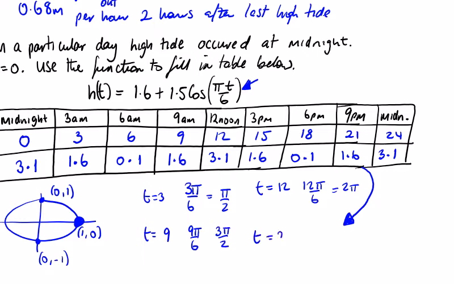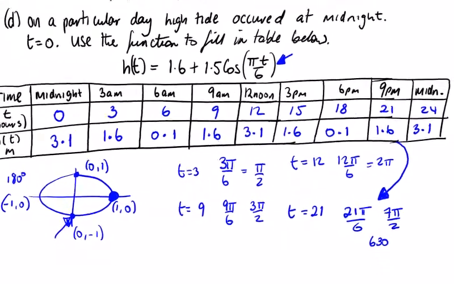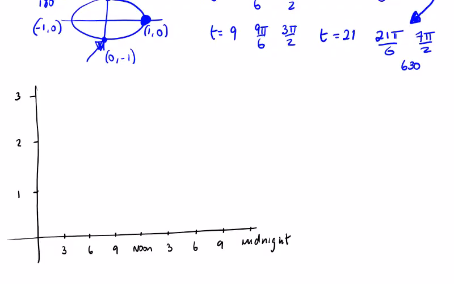Let's double check just this one here when t is 21, just to double check that we're right with our pattern. T is equal to 21. We're going to get pi t over 6, so 21 pi over 6, and both of those divide by 3, so we're going to get 7 pi over 2, which is 630 degrees, which is 90 degrees before 720, which is this point here where we said cos was equal to 0. So it would have a value of just 1.6. So that's the table in part D1.